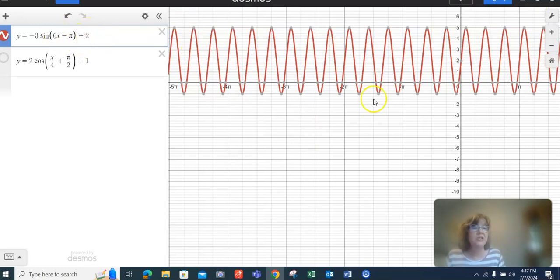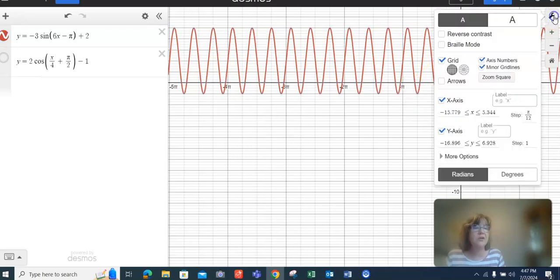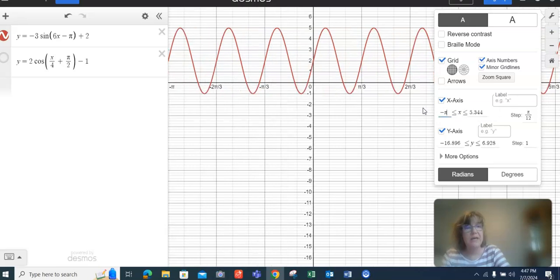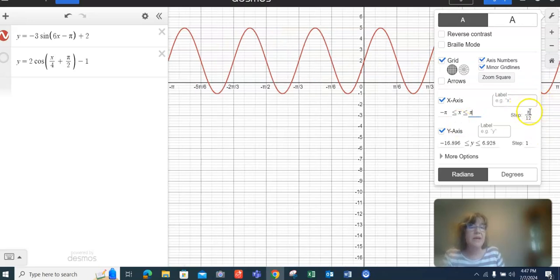If you go to the wrench, if yours does not look like mine, go to the wrench, and we want to go from, say, negative pi to positive pi. I'm just typing in the word pi and it will change it for you. And I want my step to be pi over 12. So again, pi divided by 12, and that's what we did in my previous video. Make sure you're on radians here.